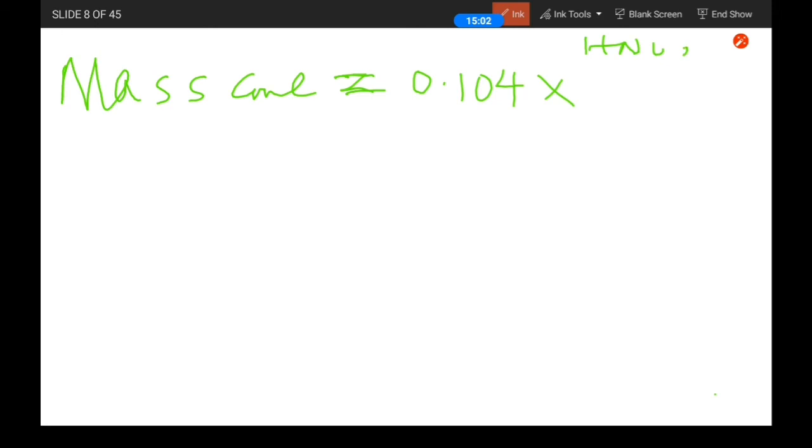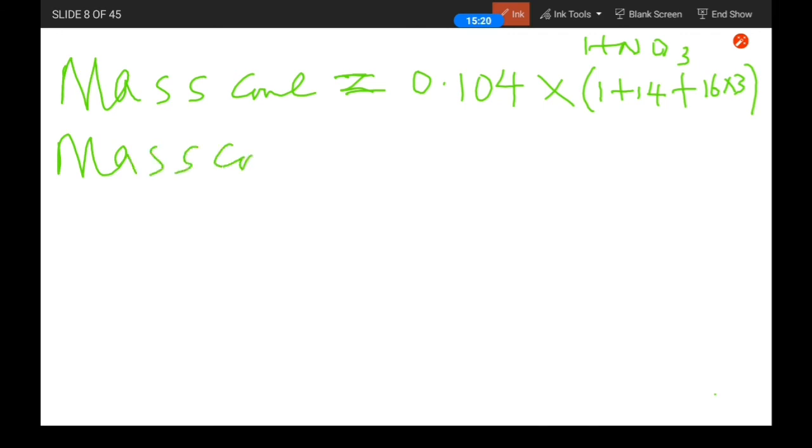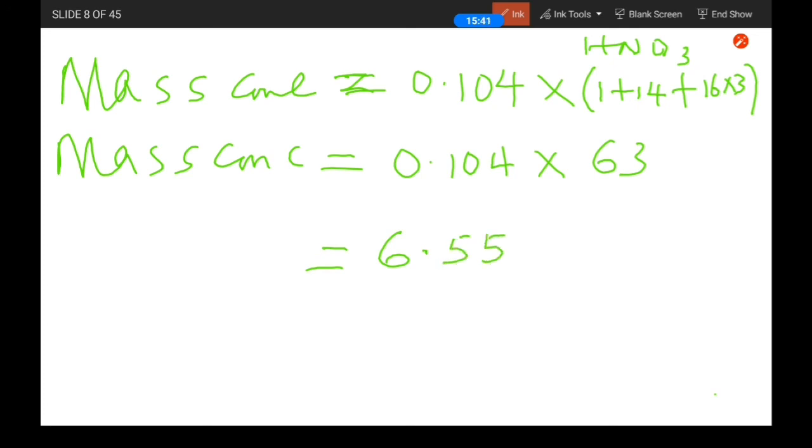HNO3. How can we calculate the molar mass again? Remember what I taught you about that. H is 1, you are given that. N is 14. And oxygen is 16, so we have 16 times 3, right? So our mass conc in grams per dm cube will be 0.104 times everything here. If you do it very well, we're getting 63. So if you multiply 0.104 times 63, you're going to be getting 6.55 grams per dm cube.